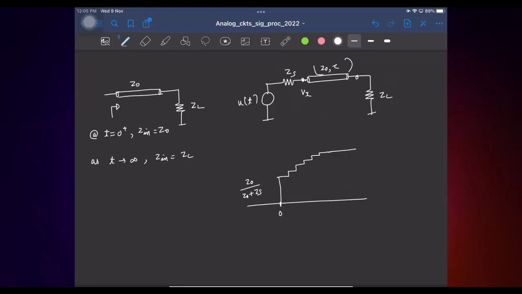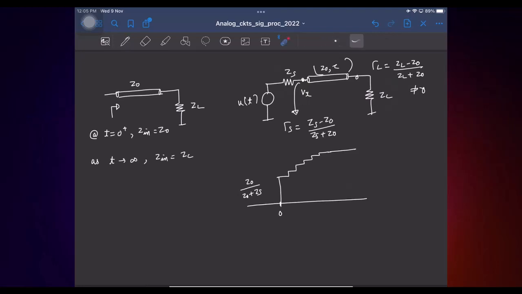And what is the reflection coefficient at the load end? That is ZL minus Z0 by ZL plus Z0. This is not equal to 0. And at the source side, what is the reflection coefficient? That is Zs minus Z0 by Zs plus Z0. Since both are non-zero, you will have reflections from either end of the line, and this will happen an infinite number of times till it reaches steady state, right?